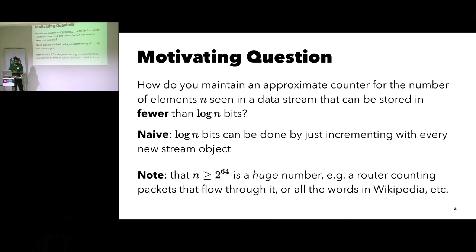So the main motivating question when you want to start with these approximate algorithms is how do you maintain an approximate count for the number of elements, say n, you see in a data stream, which can be stored in fewer than log n bits. Because if you just count all the data you're getting, that would take log n bits, just by incrementing. And the thing to note here is that this n is typically in these applications huge. An application would be a router counting the packets that flow through it, or counting all the words in Wikipedia, for example. So think of this n as something really huge, and then log n is just too much.